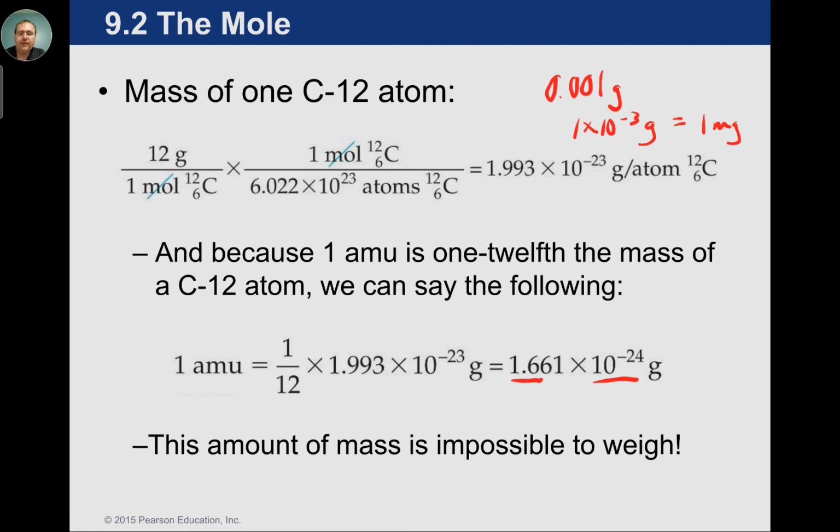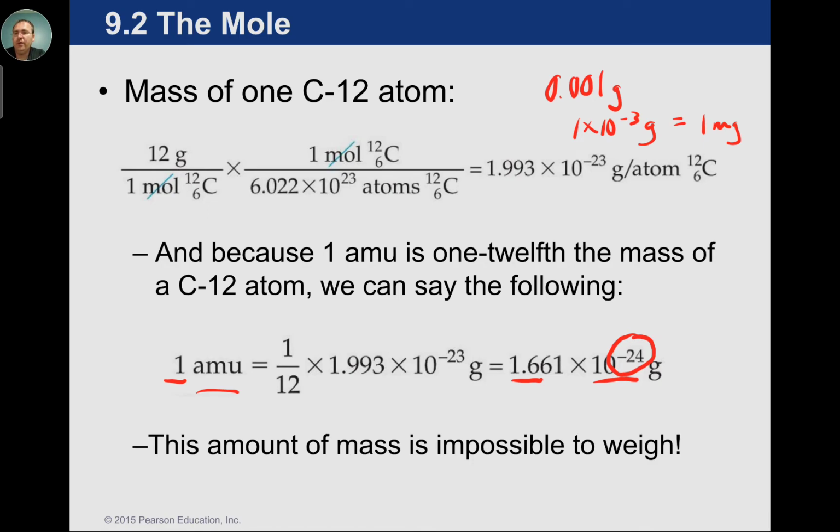Even if we have that $10,000 balance, we need to go another 20 spaces further, smaller in this case, in order to measure one atom, and that's crazy. So if we can't measure singular atoms, how do we cheat and go away from AMUs that we've been technically using all semester long? We just assume a mole. If we assume a mole, that gets us back to our other definition of Avogadro's number.